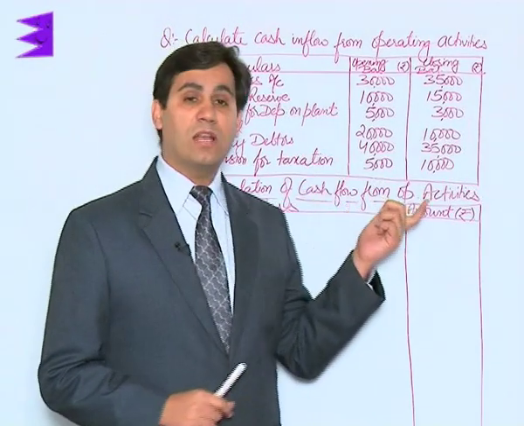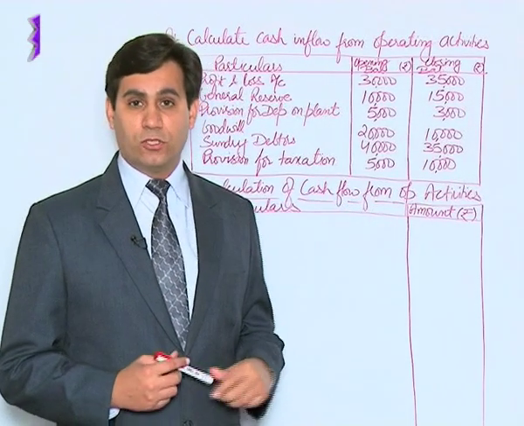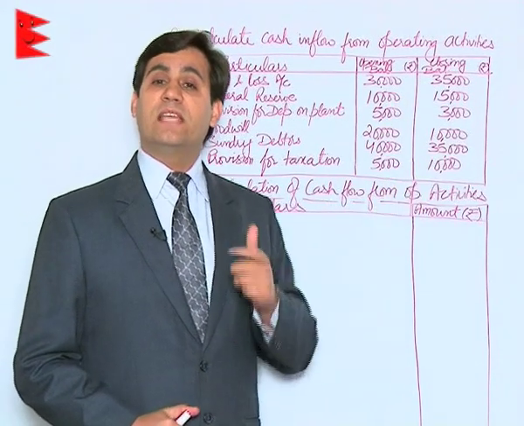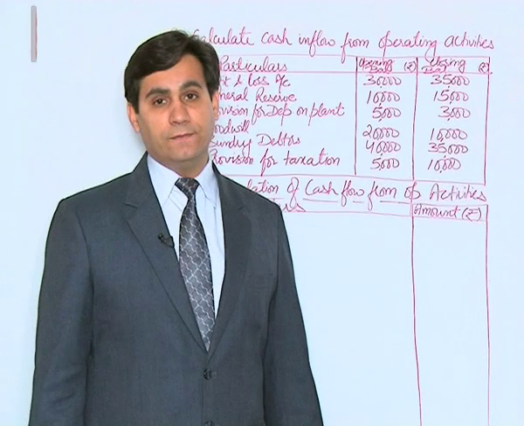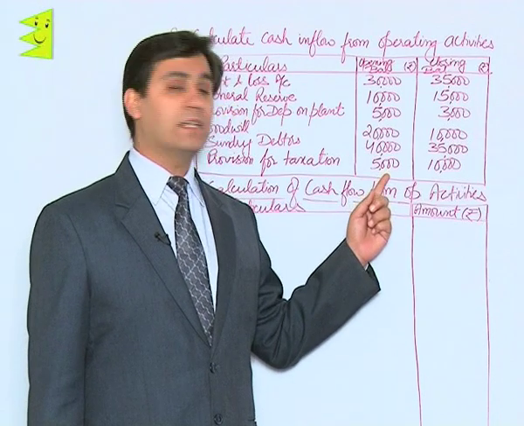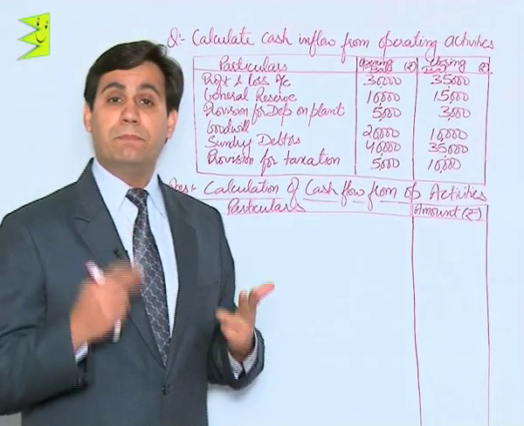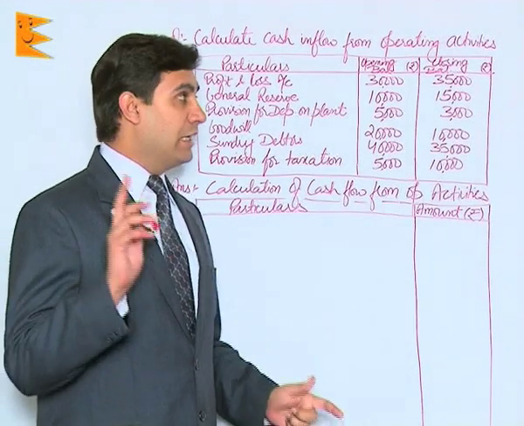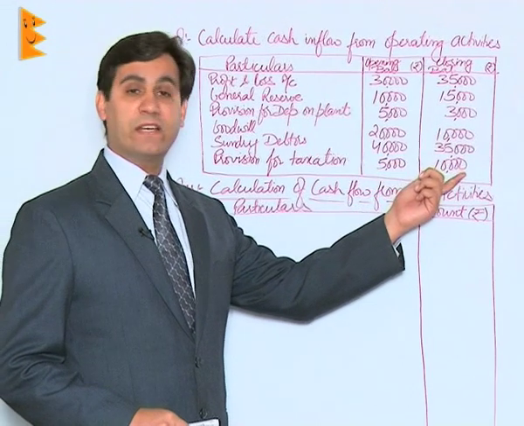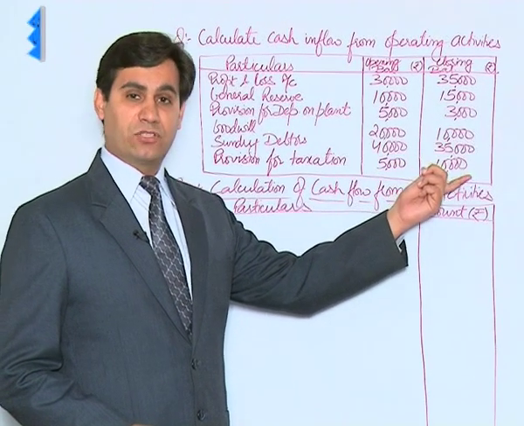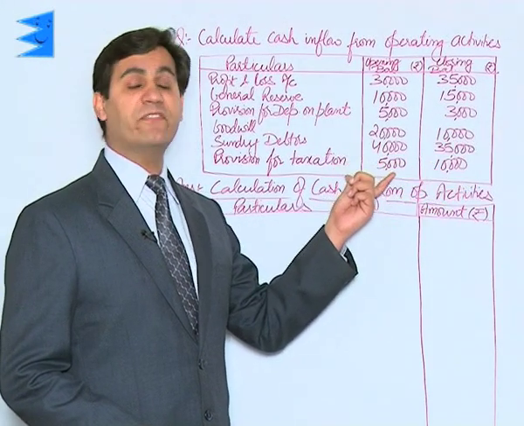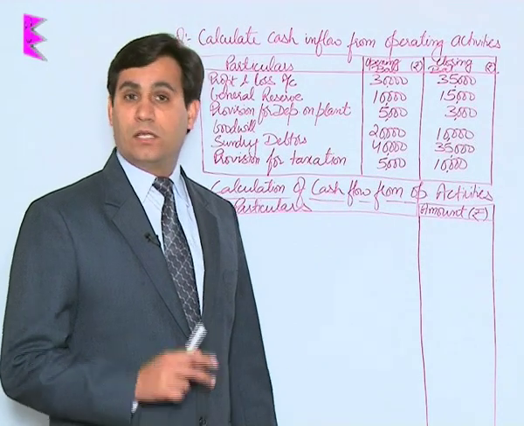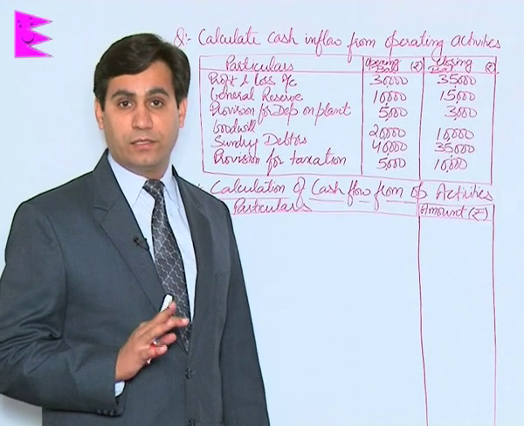But for taxation and proposed dividend, it is assumed that the current year figure or the closing balance is the appropriation made during the year, and the previous year figure represents the amount that has been paid during the year as tax. Again, I'll repeat that the current year figure is taken as appropriation and the previous year figure is taken as the amount paid during the year. Difference is not to be considered here.